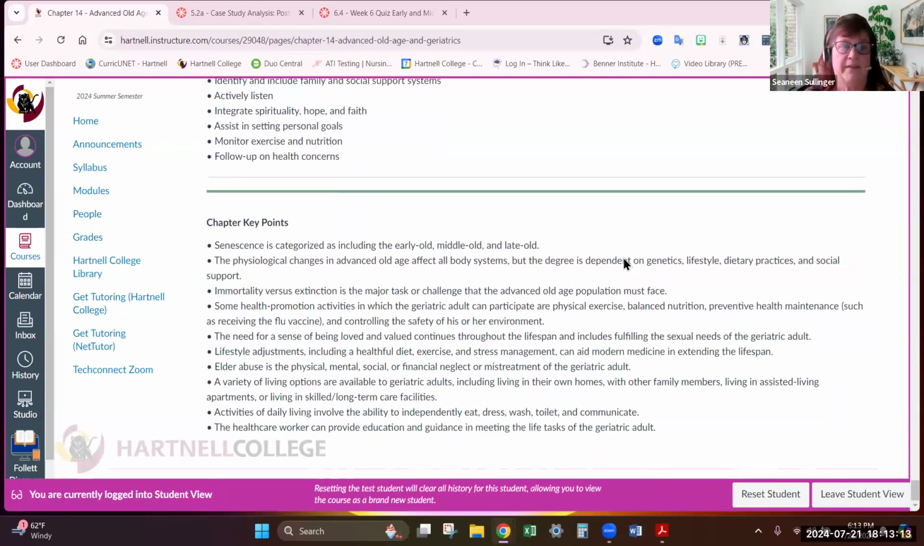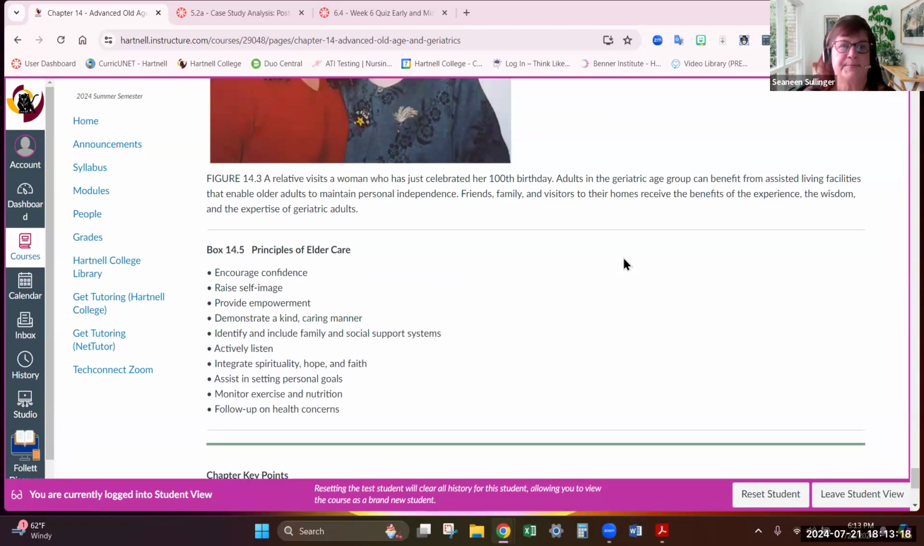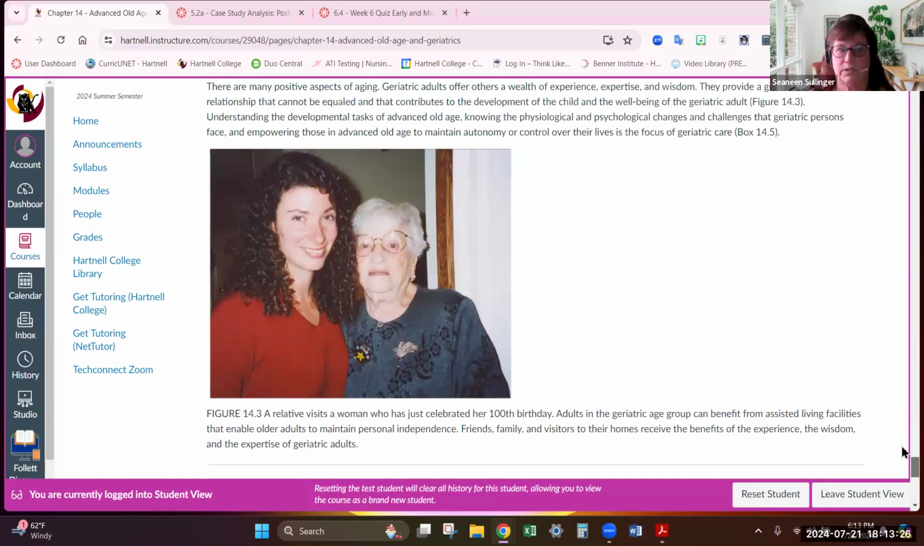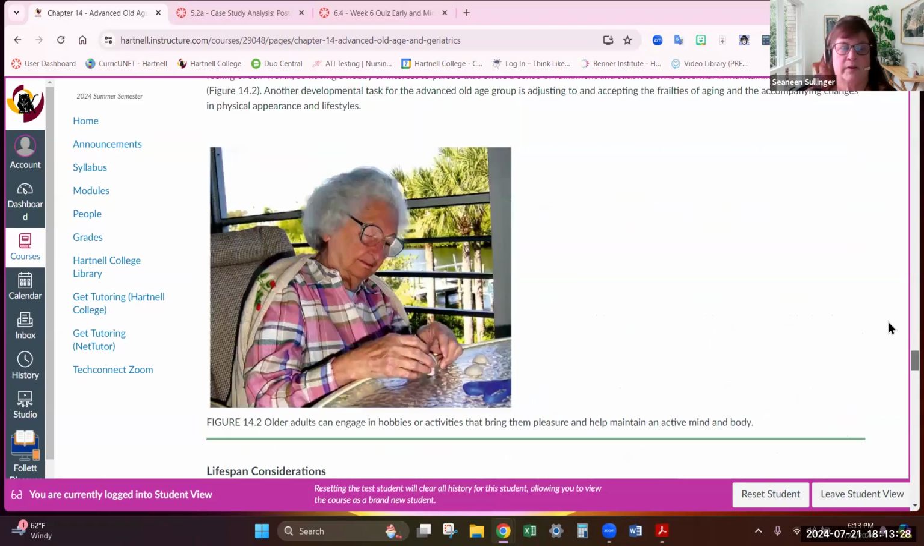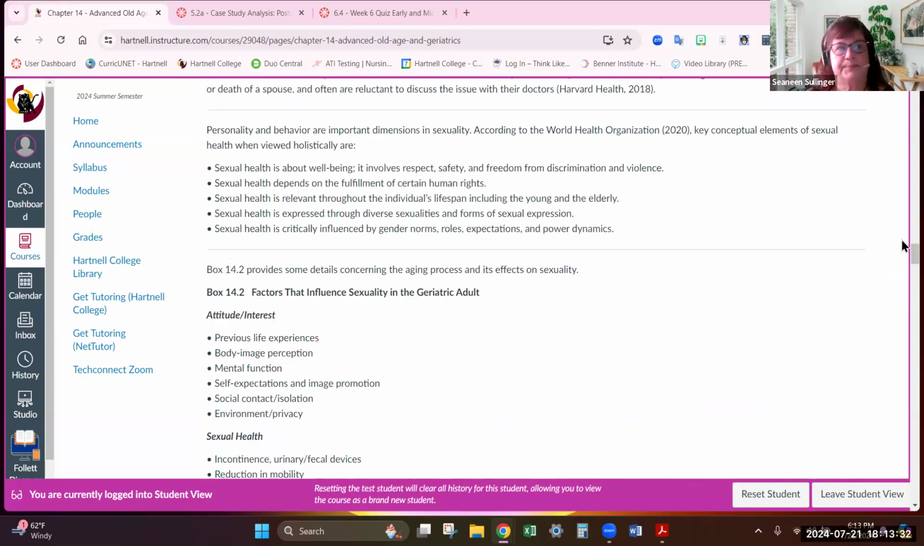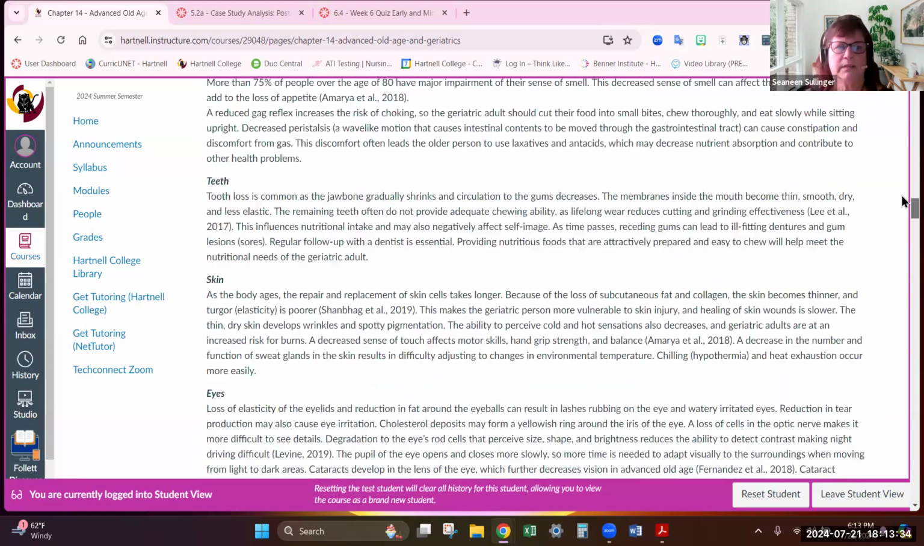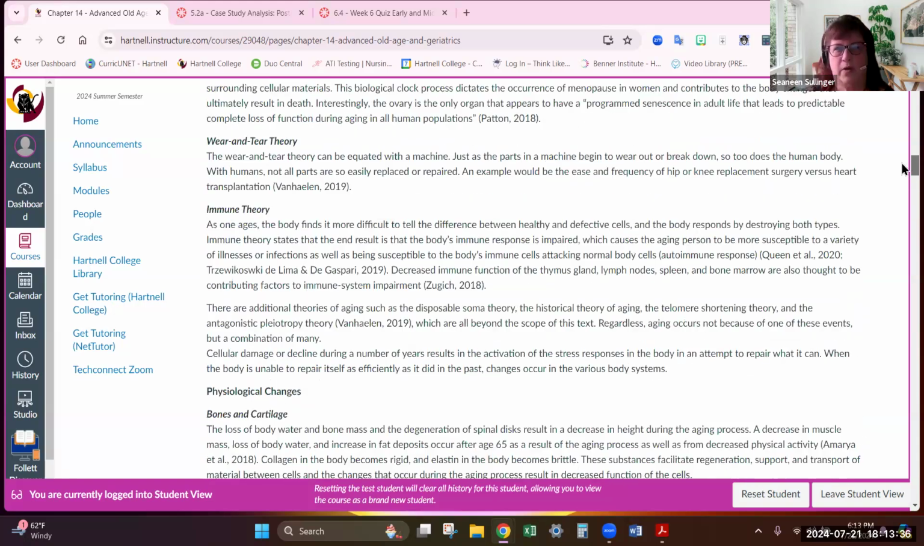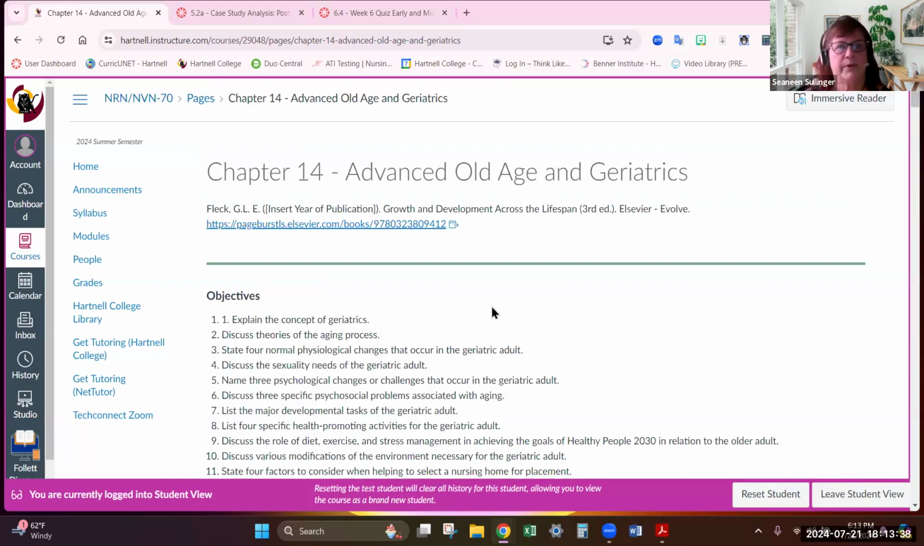And then this just has key points for this particular chapter. So it is basically a review of what we talked about sort of succinctly, which is nice, but I also wanted to touch on the principles of elder care because you will see that again. And in terms of the teaching, it goes a little more in depth into the sexual health. So we are good there.